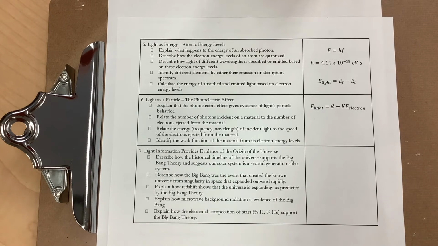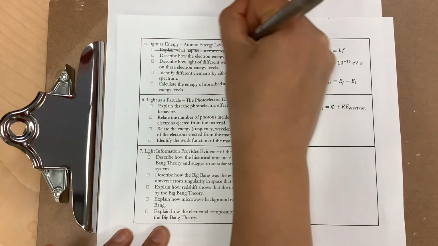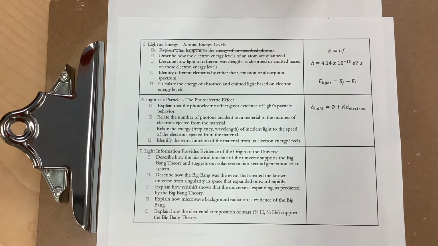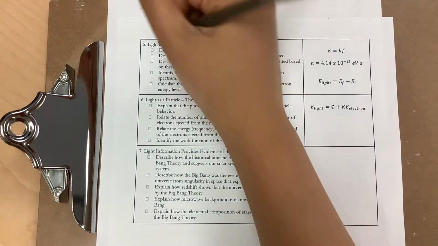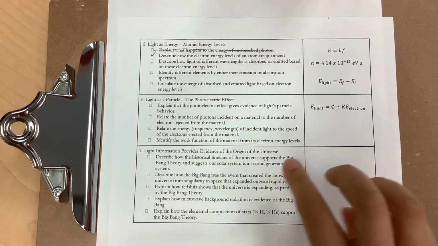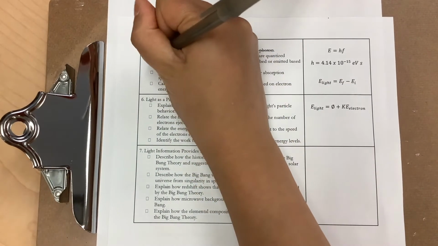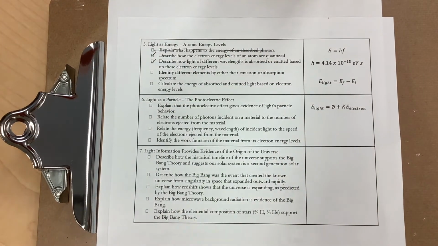So let's double check. We know that the electron energy levels are quantized. There were only 3 allowed energies and there was nothing in between. We talked about how there were 3 colors of light emitted as electrons moved from high to low energy states.